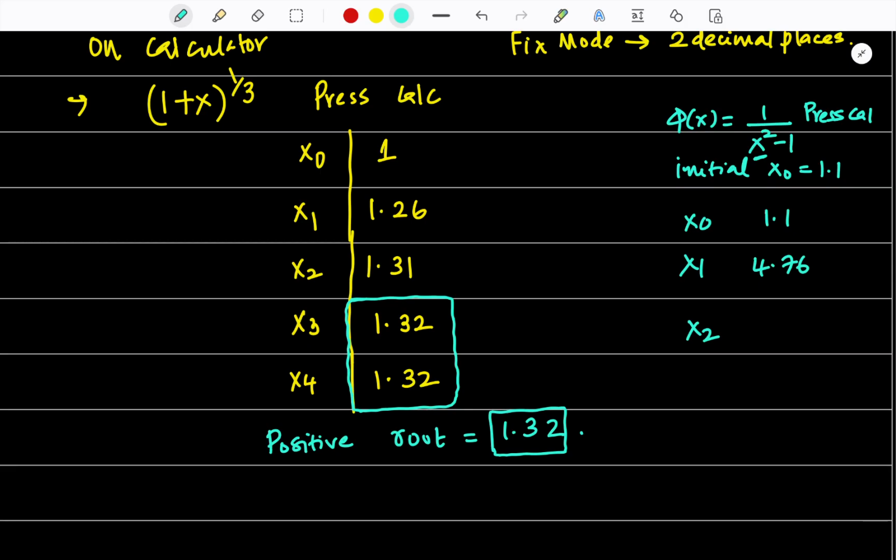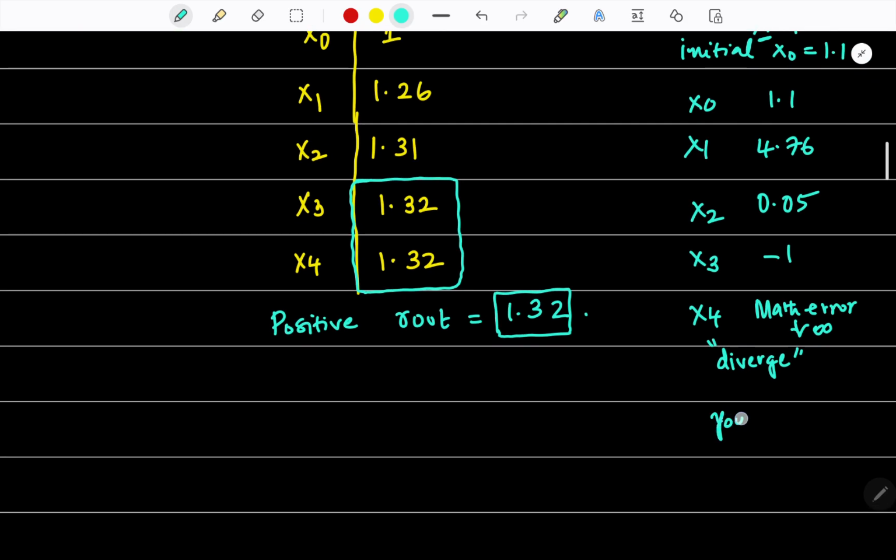What happens? It goes to 0.05. Again press calc and press 0.05. It gives us -1. Again press calc, everybody, and then press -1. Press equal. Wow, math error. It means you are getting infinity. It is not converging. The opposite word is diverging. So you are not getting the answer. Clear, everybody?